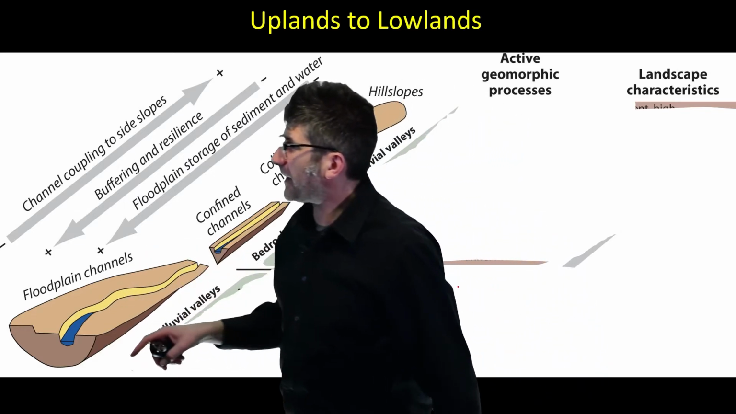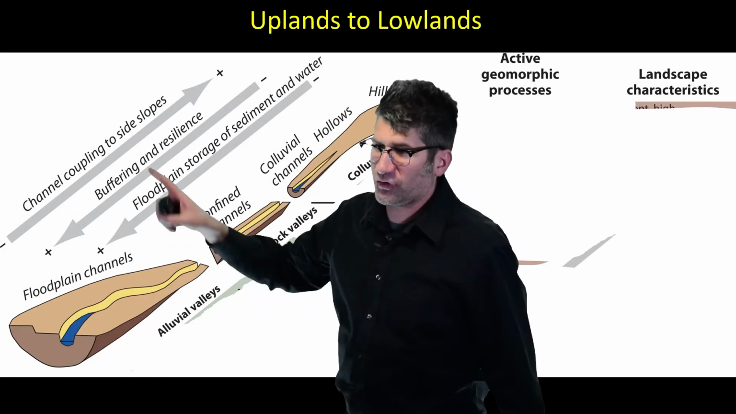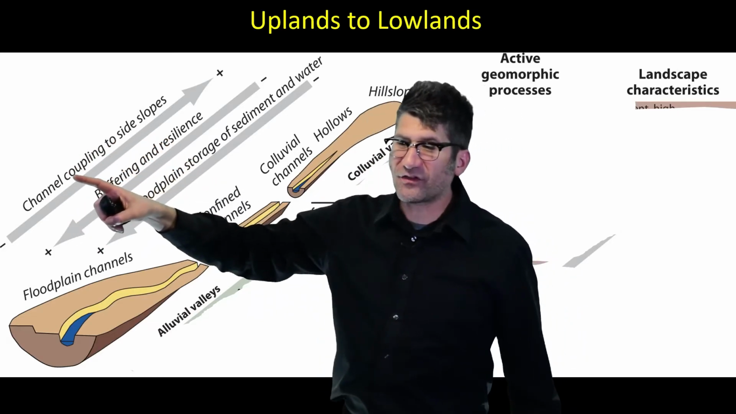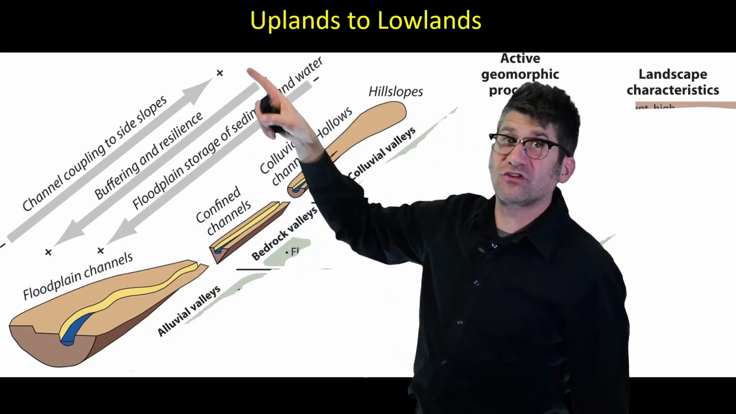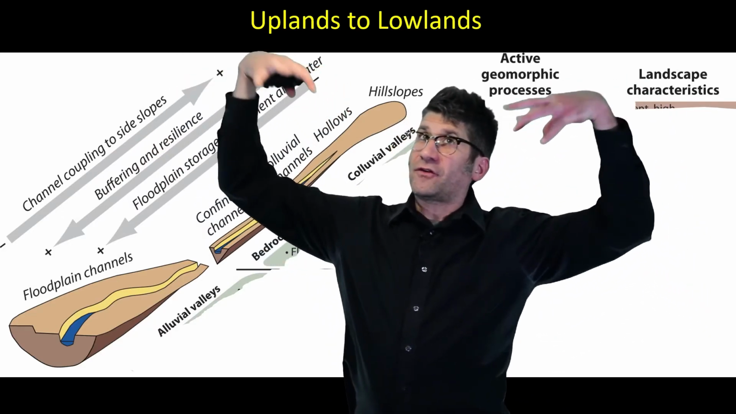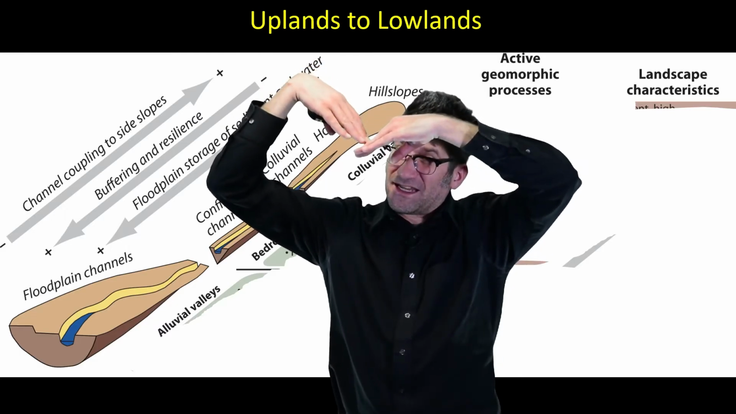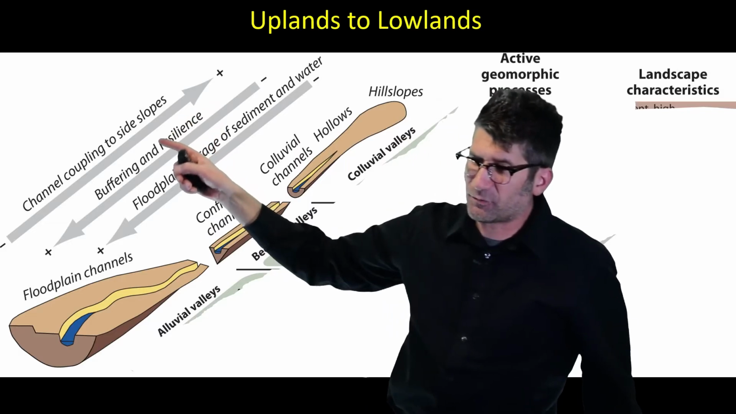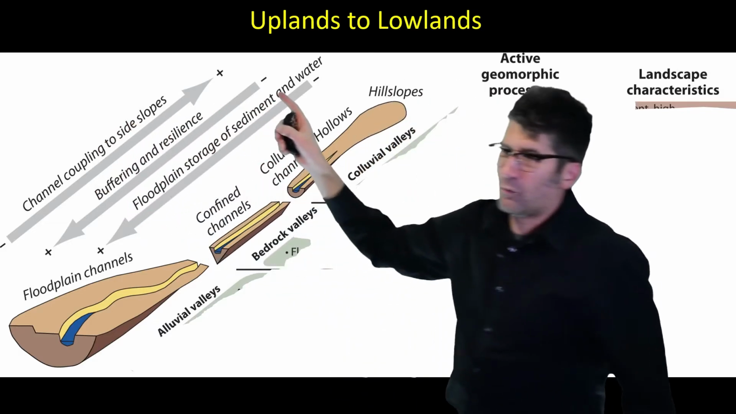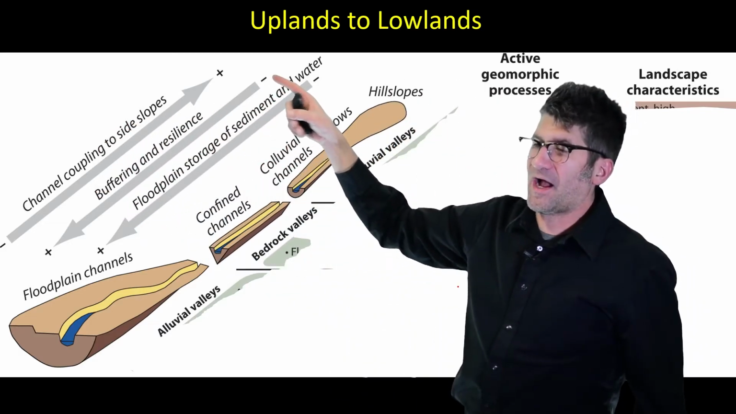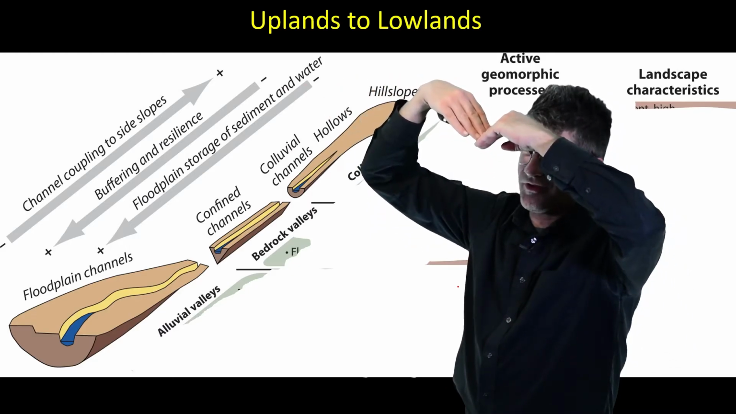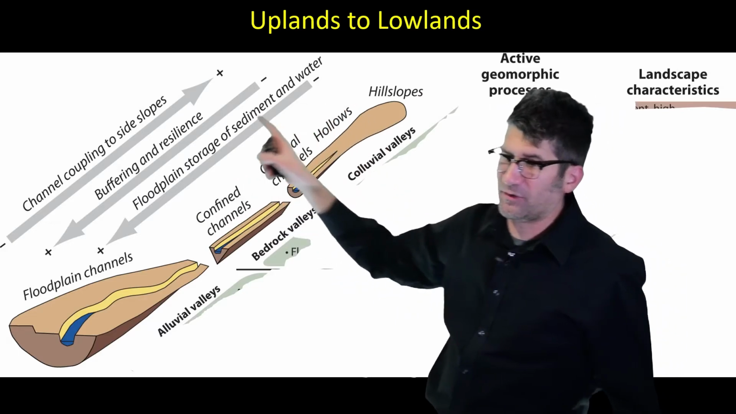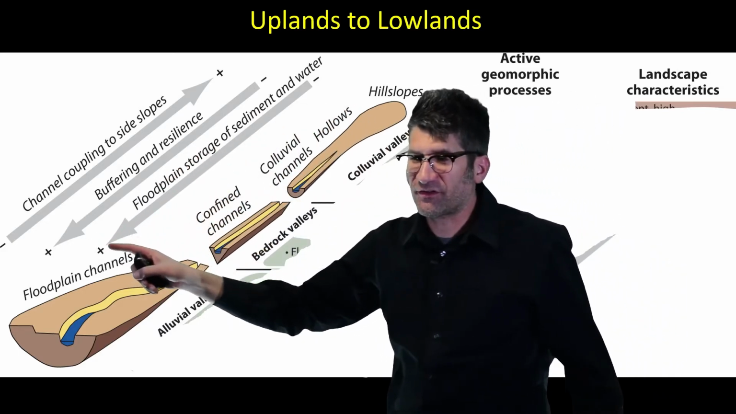And so when we think about this, we can think about it in terms of channel coupling, how the channels are linked to the side slopes. Up towards the top of the drainage basin, you're going to have your hill slopes that are directly connected to those small channels. And so you have tight coupling. We're going to have less buffering and resilience up high because of that connection between the channels. And then after that, we'll have our floodplain storage of sediment and water, and that increases as we move down.